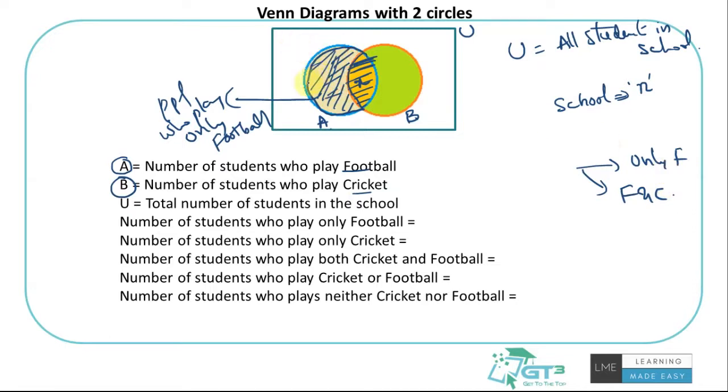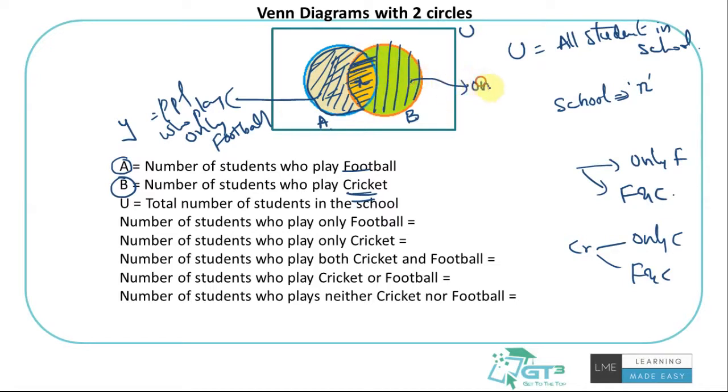Only football is this zone. Let me assume that to be equal to Y. And then what will this be? This entire circle B, the red circle, is people who play cricket. And I know that these people play cricket as well. Obviously for cricket also it will be two, right? Only cricket, or football and cricket. And obviously I know football and cricket is X number of people. So let me assume this only cricket is Z. So basically this is Z, this is Y, and this is X. So these are the three areas I have.